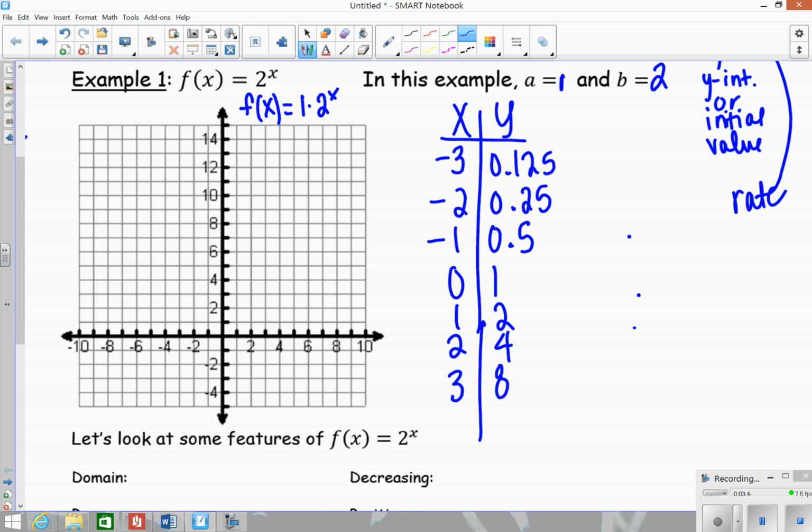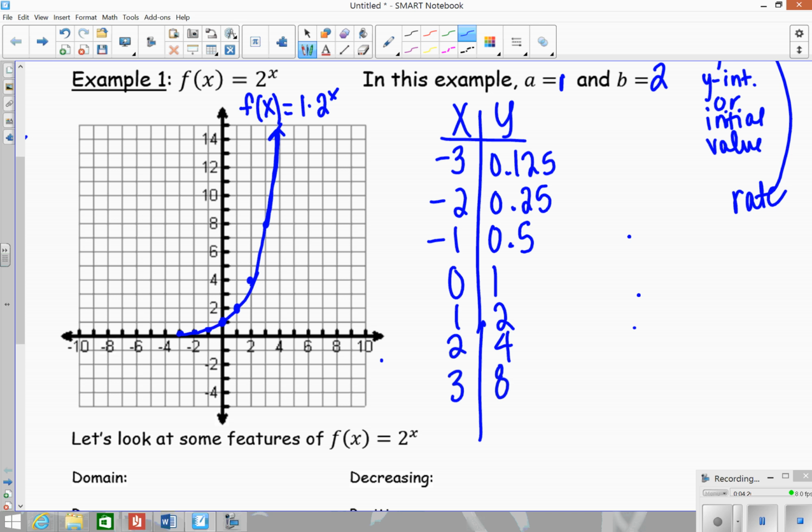So I have negative 3, 0.125. That I'm just going to approximate. So it's going to be really close to 0. So negative 3 will be really close to 0. Then it's 0.25 for negative 2. Then 0.5. So it's moving a little bit closer to 1, but still pretty close to 0. Then 0, 1, 1, 2, 2, 4, and then 3, 8. So you start to see this curve shape, and remember 4 was going to go up to 16, so I'm just going to draw that up like that, and you want it to look curved.